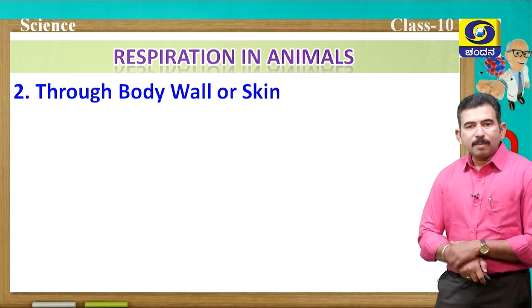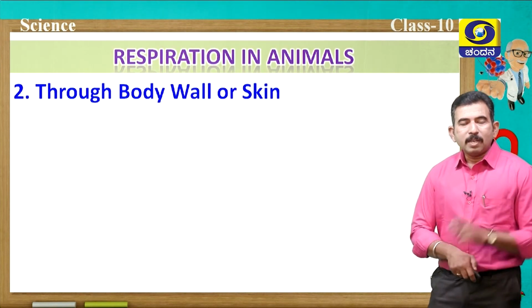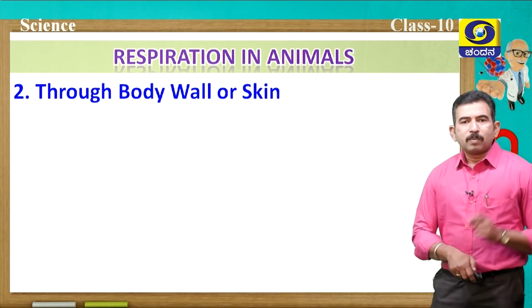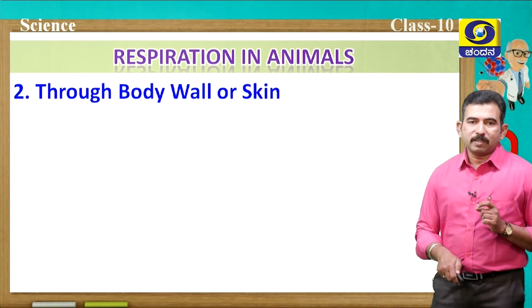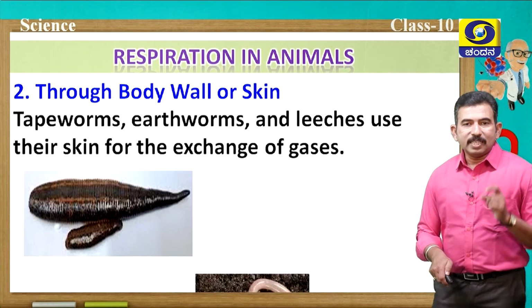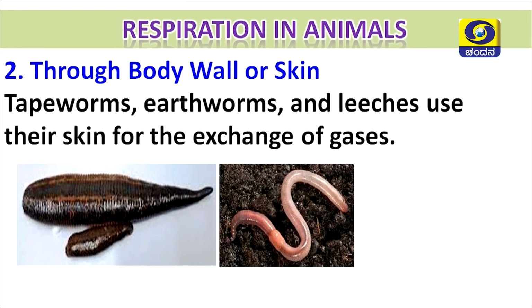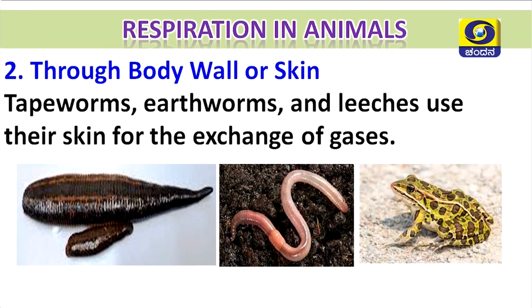Next, let us study one more type of respiration. In some organisms, respiration takes place through the body wall or the skin. Examples are leeches, earthworms, and even amphibians like frogs, salamanders, etc.